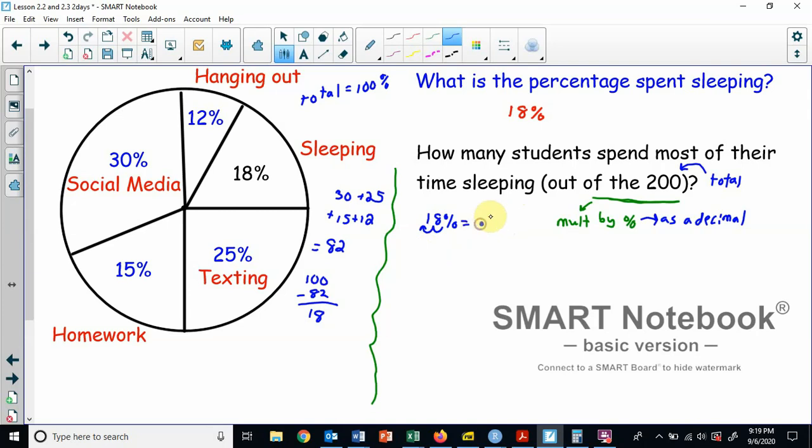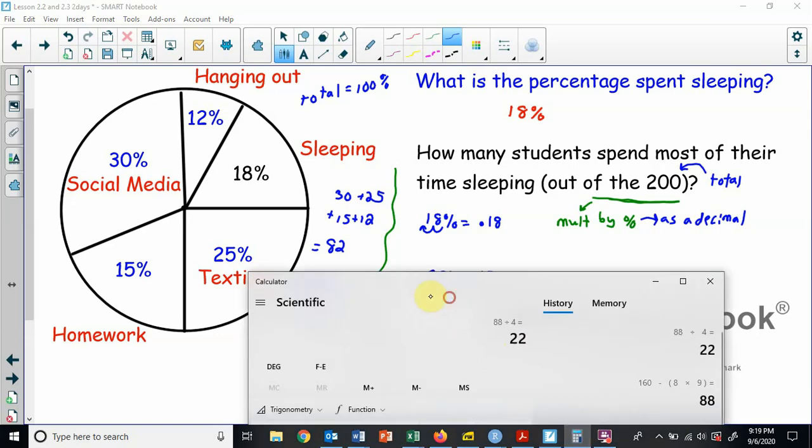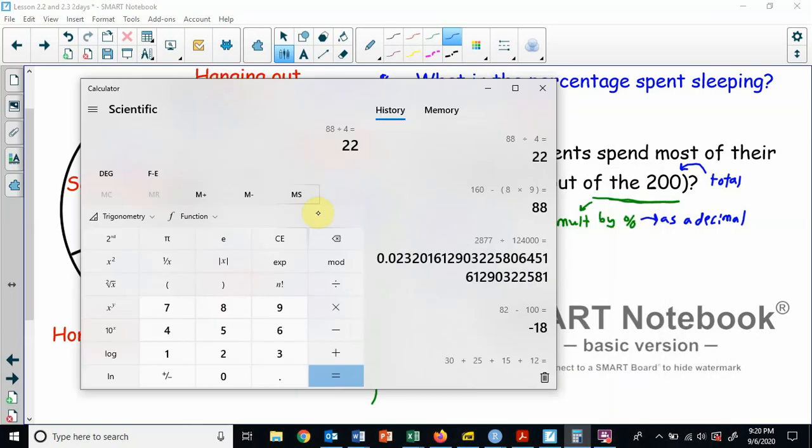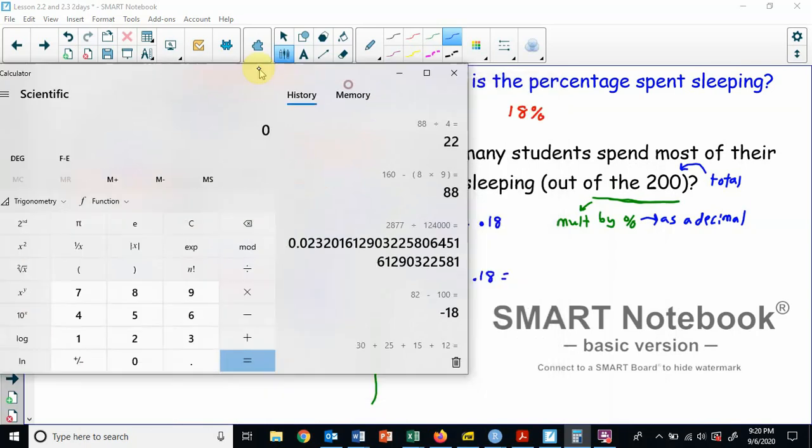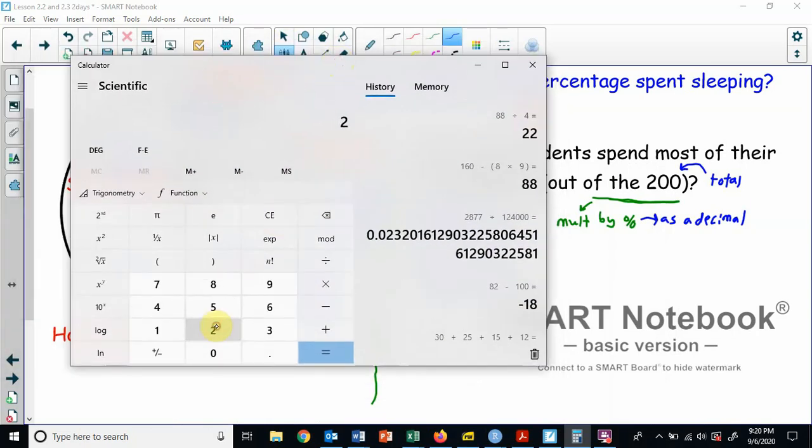That would be 0.18. We move it twice because a percentage means it's broken up into 100 pieces, each percent is. So it is just dividing by 100. 18 divided by 100 is 0.18. So I can find how many students by just saying, let's take this 200 and multiply by 0.18. Now let me grab a calculator to do this. Let's see, 200 times 0.18.